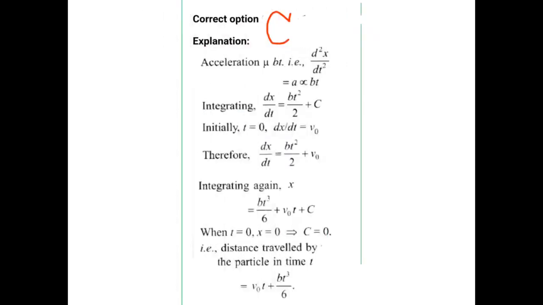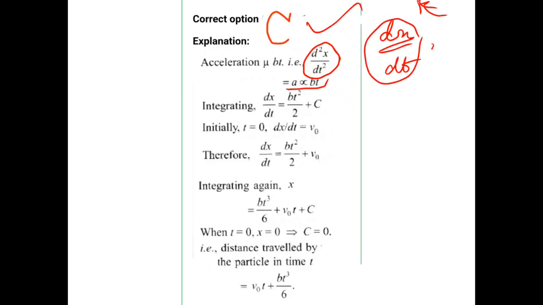The correct option for question number 23 is option C. Here they have given acceleration is equal to bt, so a is proportional to bt. Suppose mu is constant. That means we are differentiating the distance two times. If you differentiate x, the distance, a single time, it becomes velocity, dx by dt. Again if you differentiate, d square x by dt square, the second derivative will give you acceleration.